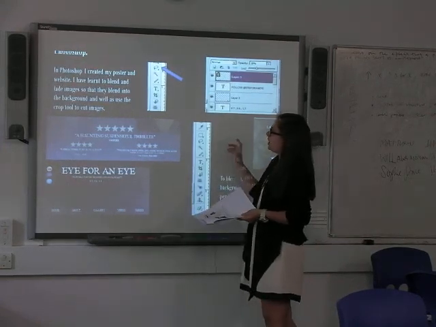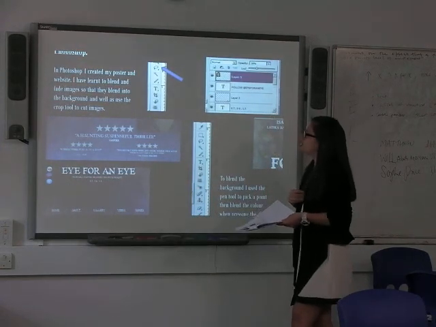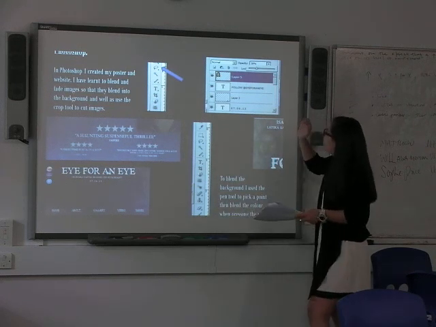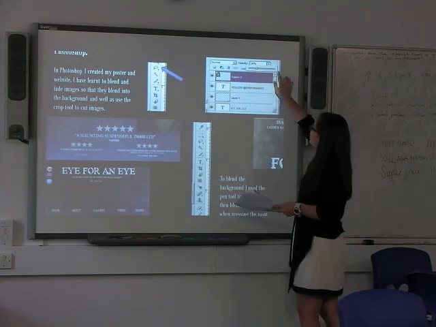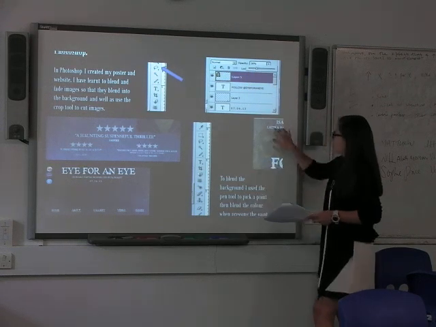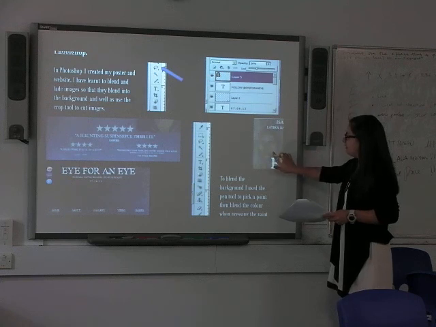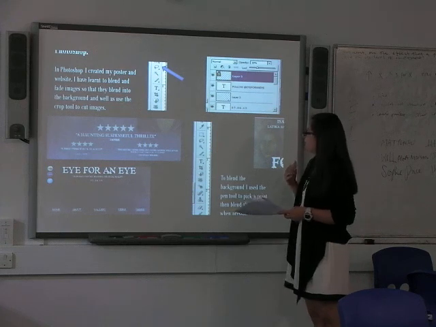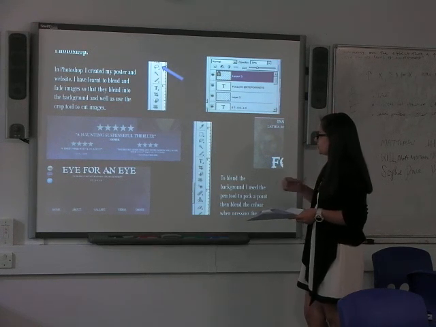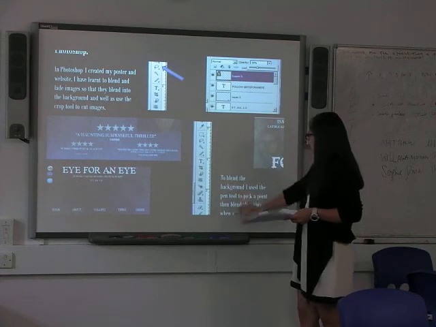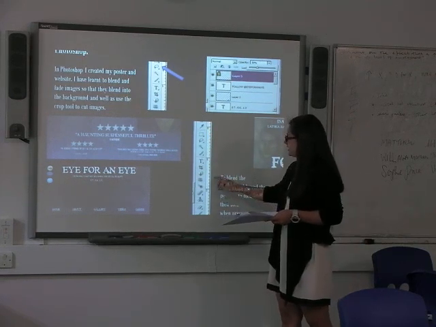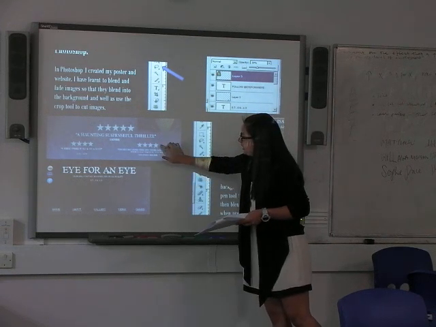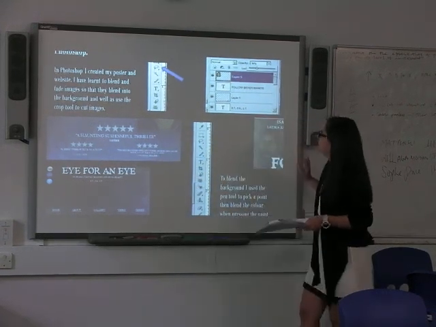As I said before, I created my poster website on Photoshop. I learned how to blend and fade images so that they blend into the background. I did this by simply pulling across the layer. 30% was for the picture here, to make her really blend into the background, as well as using it for the female protagonist as well. I also used the pen brush to pick a point, then blend the colour when pressing the paintbrush to blend any colours that were around here, so make it look even.